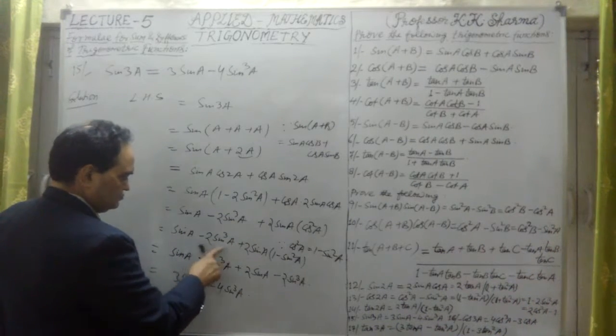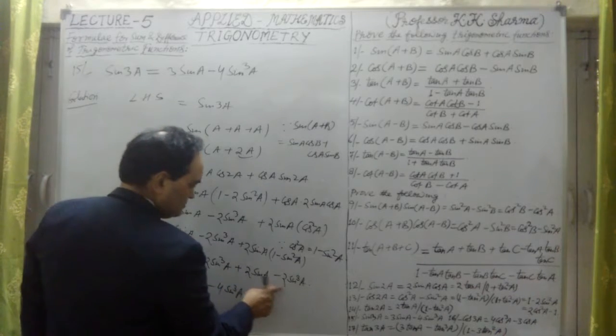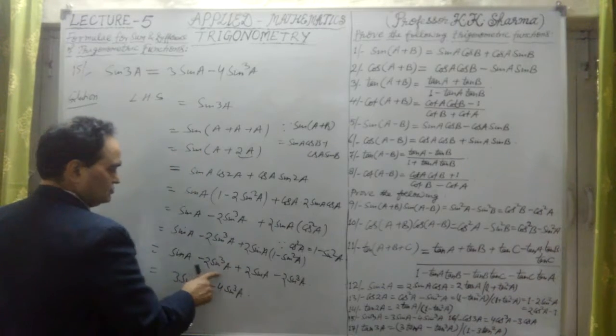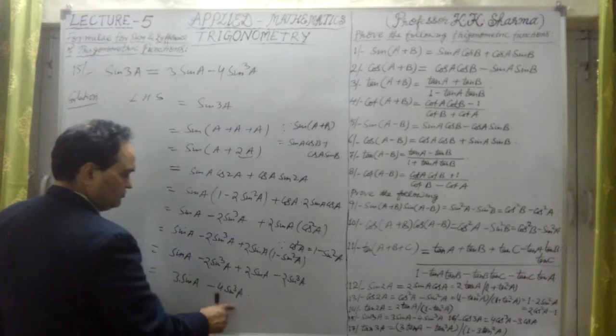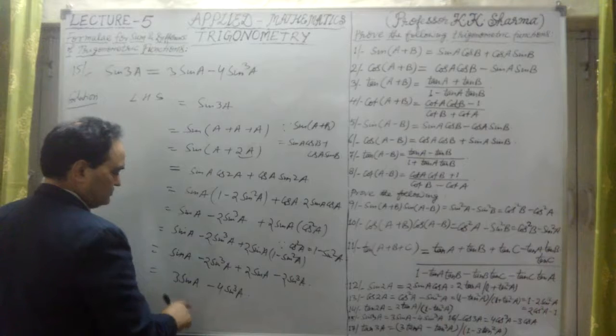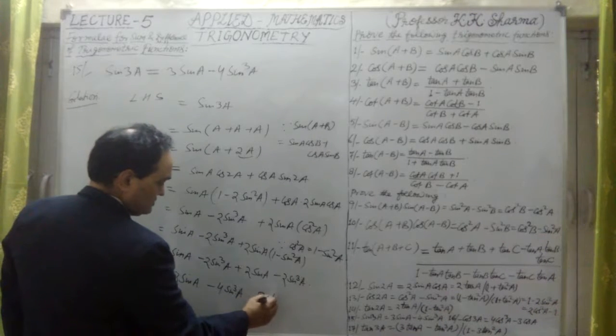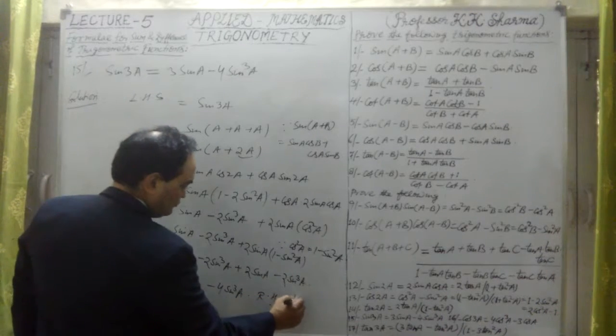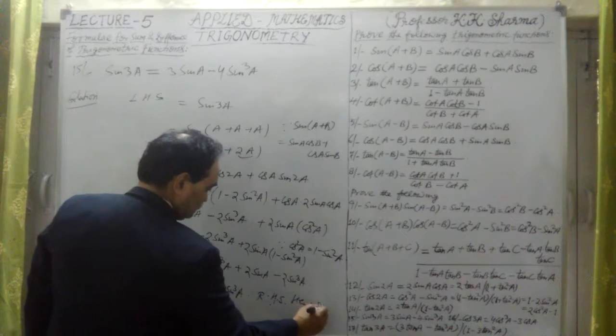This is sin A minus 2 sin cube A plus 2 sin A minus 2 sin cube A minus 2 sin cube A, that is minus 4 sin cube A, and 2 sin A and sin A is 3 sin A. This is the right hand side. The same right hand side is obtained. This is the answer here.